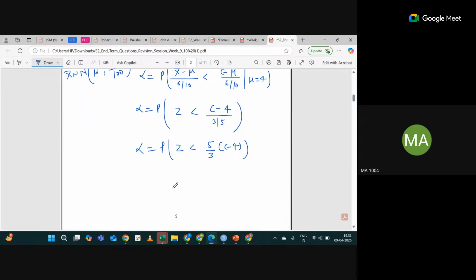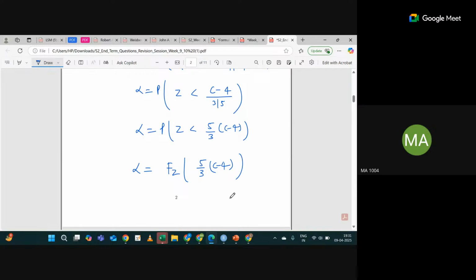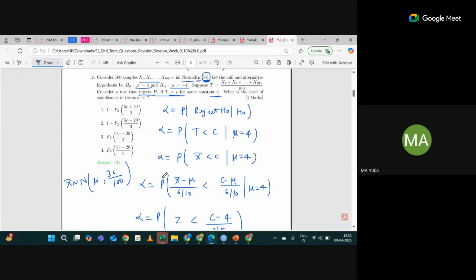Yes or no? So this alpha will be F_Z of 5 by 3 times (c minus 4). Is this clear? Okay. So at the last, we can write alpha equal to F_Z of (5c minus 20) divided by 3. Okay, so you can see this option D is correct.